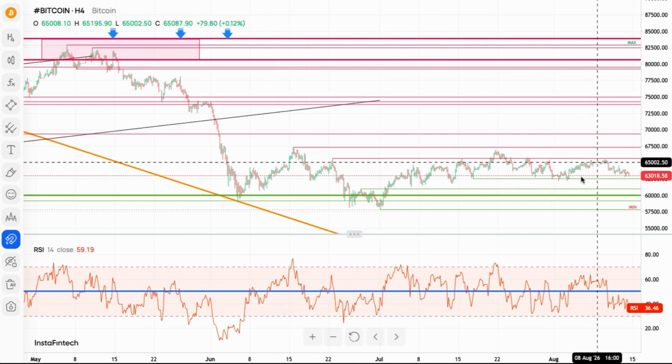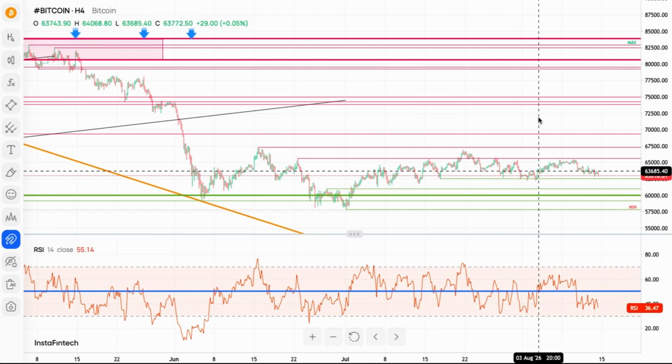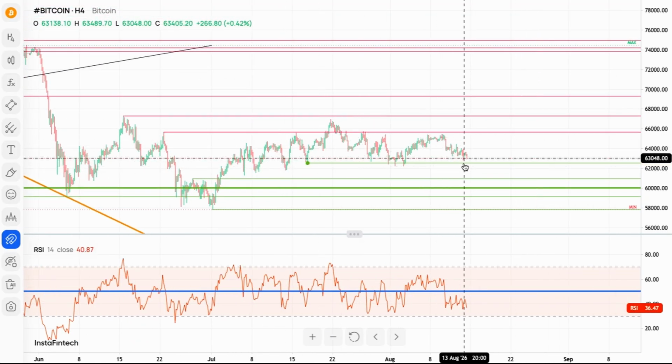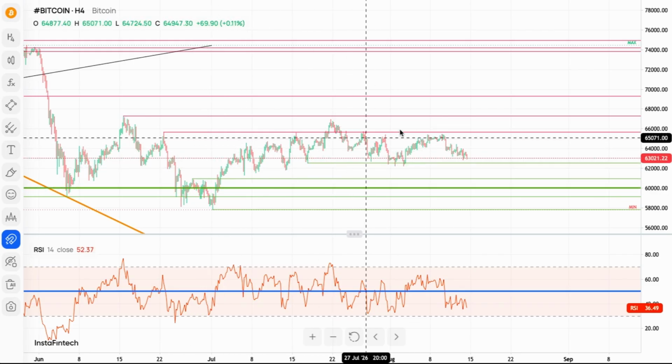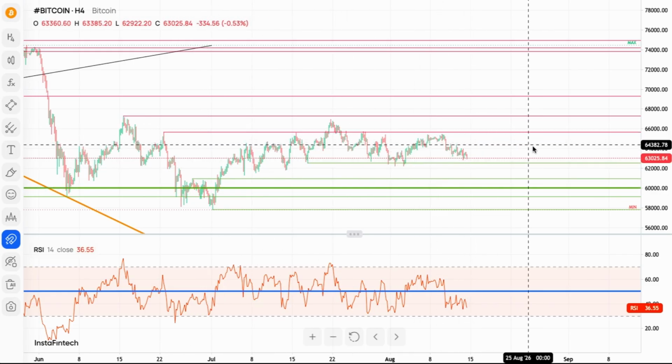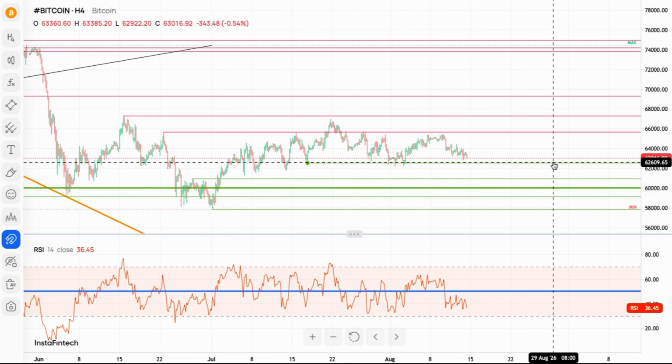This situation here doesn't actually look like an impulsive situation. Doesn't look like the bulls are in control of this market. This is just some kind of a pullback, some kind of a correction with sideways trading, and the market is waiting to resume the downside movement sooner or later.